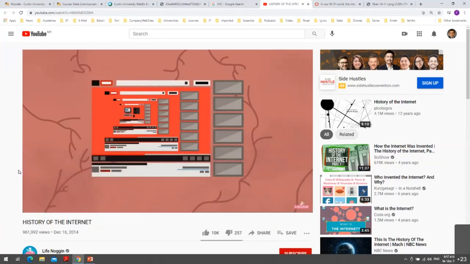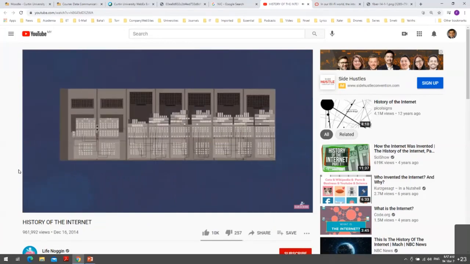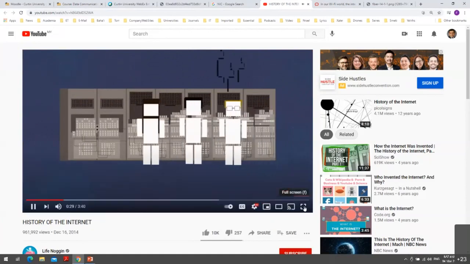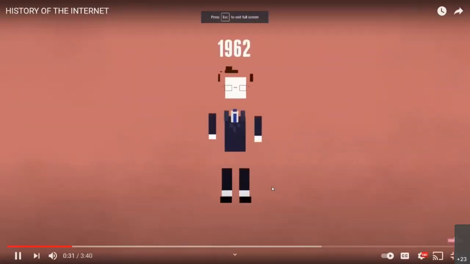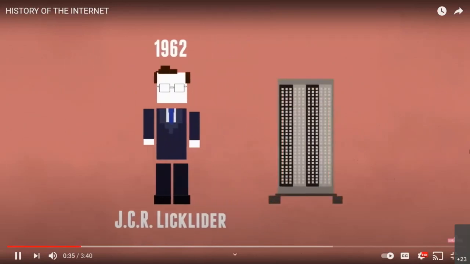Anyway, let's get started. The internet actually got its start over 50 years ago, and computers back then filled up entire rooms. Scientists and researchers used it for years to communicate during the Cold War. It was useful because if one computer went down, the others wouldn't follow. In 1962, a scientist named J.C.R. Licklider proposed the idea of a network of computers that could talk to one another.